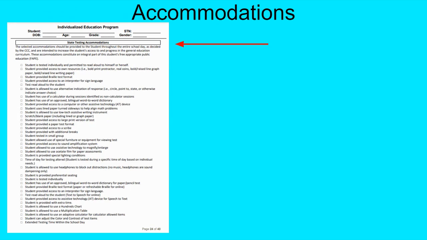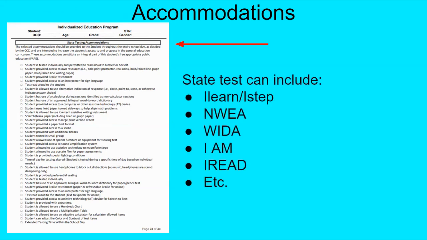Sometimes you may have students that require a calculator. Sometimes you may have a student that requires extra breaks, okay? Or if they're bilingual, they may need a bilingual word-to-word dictionary, okay? It just depends on the individual and what their needs are. The state test that this covers is iLearn or iStep, NWEA, WIDA, which is a language test, IM, iRead, etc. Okay. This would also apply to SAT and ACT tests as well.